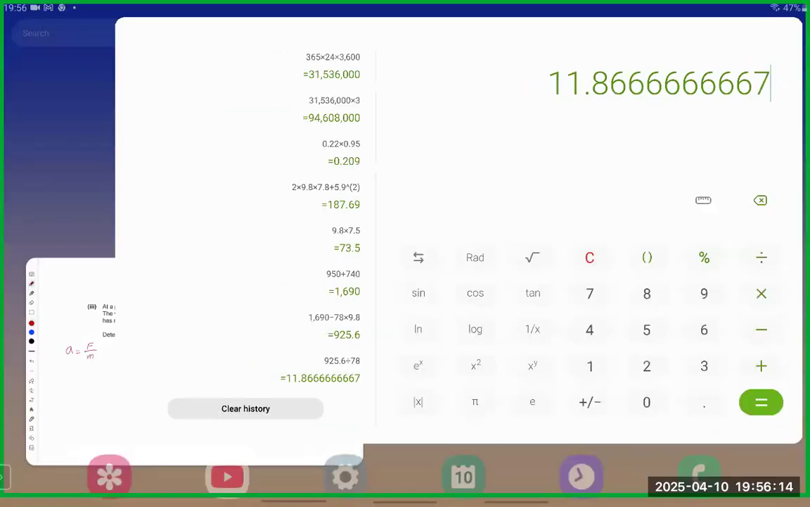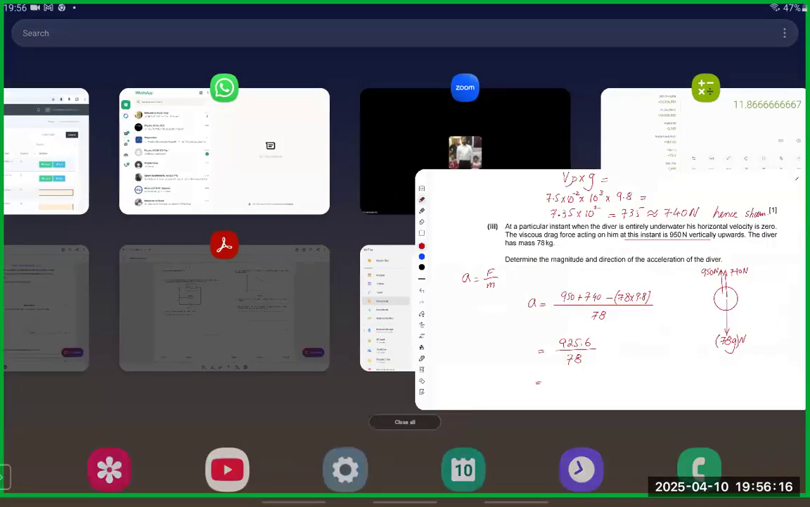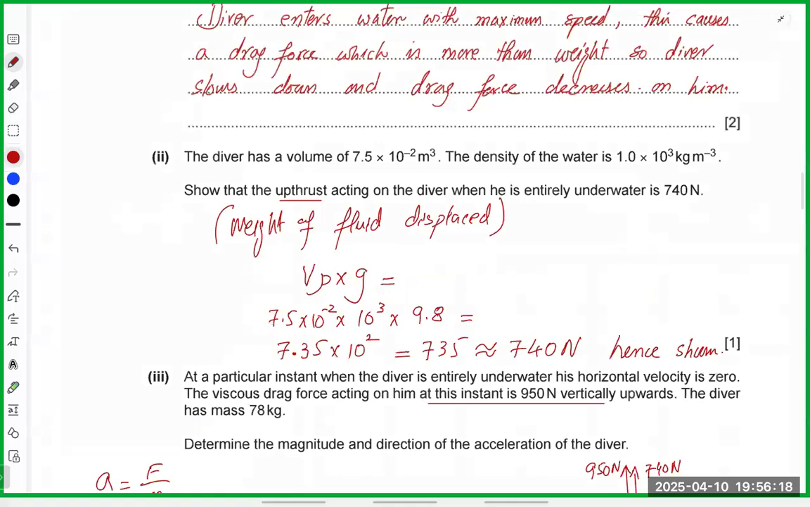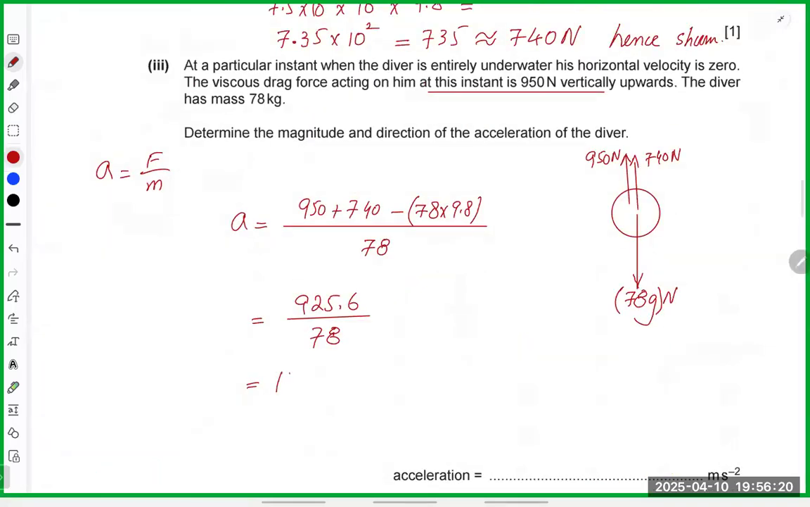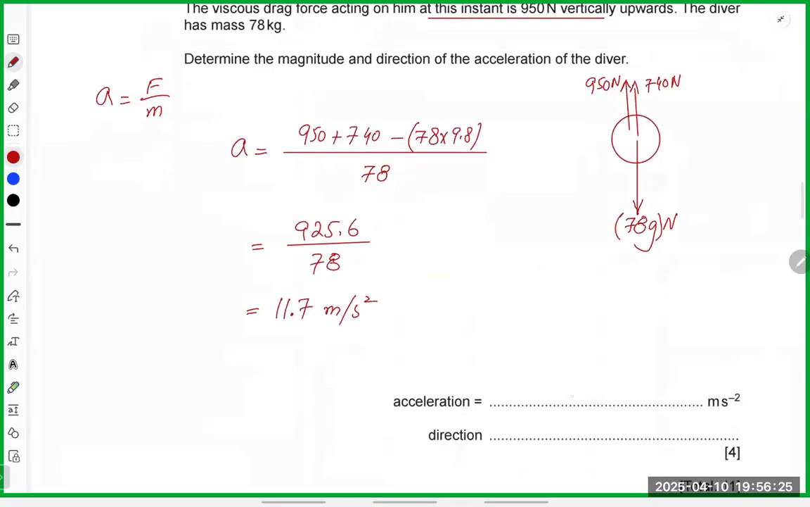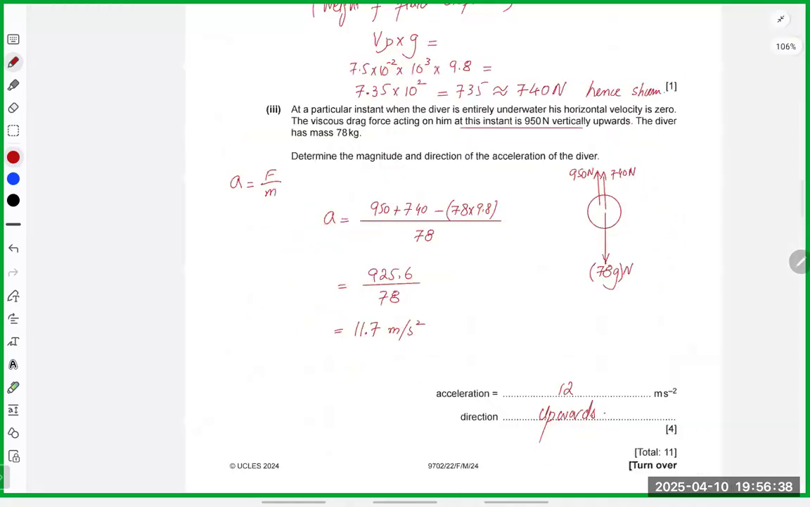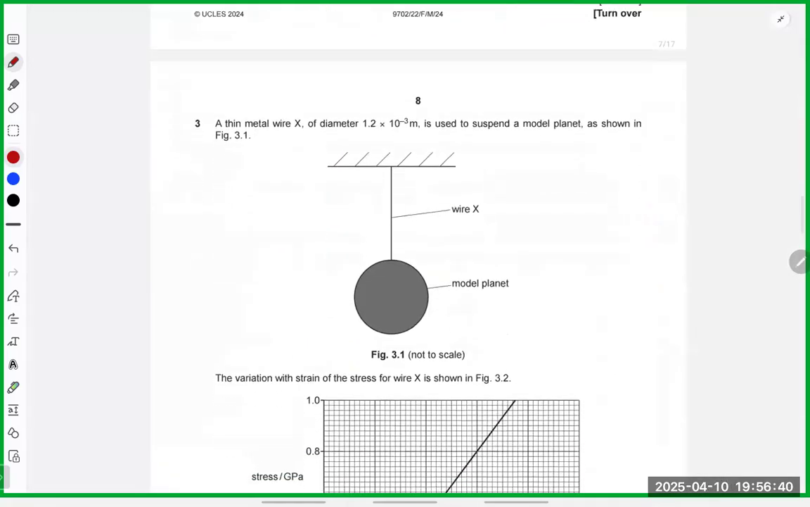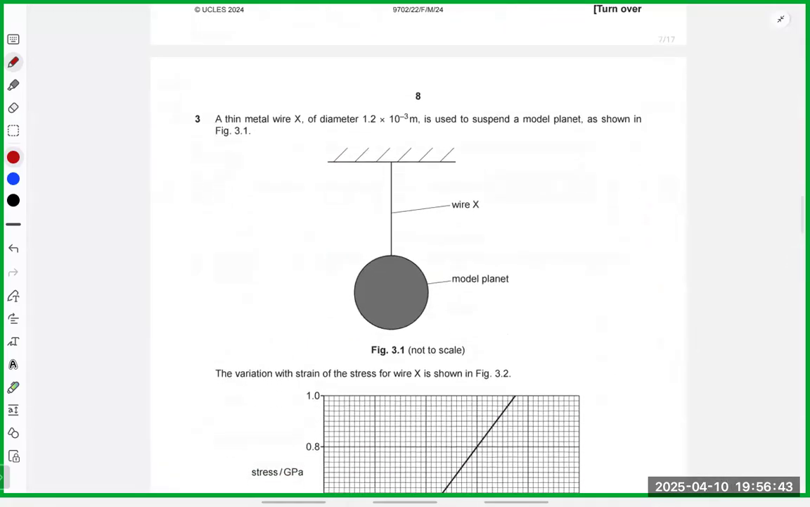So we have 11.866. And this is where you round off. 11.7 meter per second square. Or you can also write it 12. If you want to answer in two significant figures, it is 12. If you want to answer in three significant figures, it is 11.7. Direction is going to be upwards.